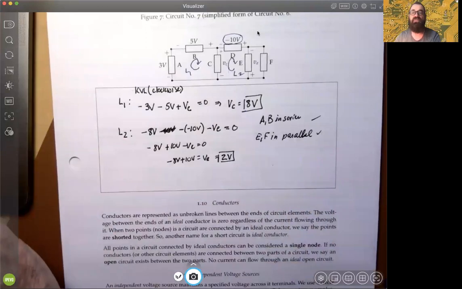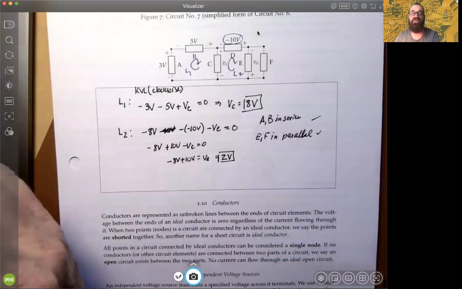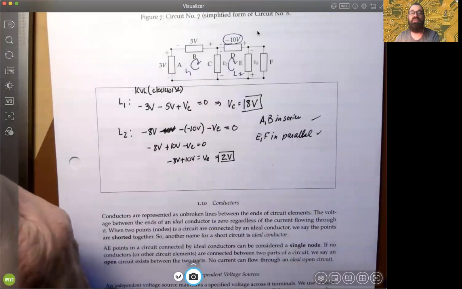And that ends the discussion for Kirchhoff's law, and then how series and parallel circuits can help us simplify representations of current and voltage.